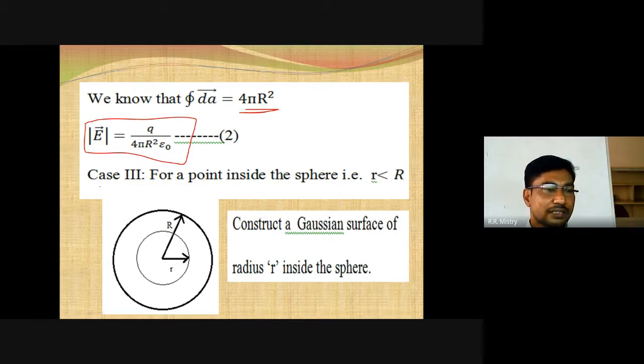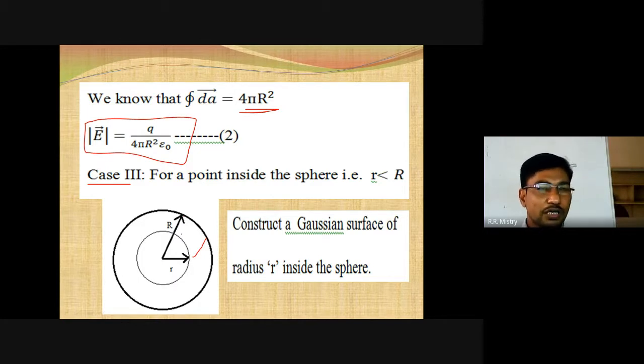Now the third case, for a point inside the sphere. This is one of the very interesting cases because it is a point inside the sphere. Inside the sphere means the charge reduces. If you go inside the sphere from the surface, the area of the sphere goes on decreasing, which means the charge on the sphere is also decreasing.